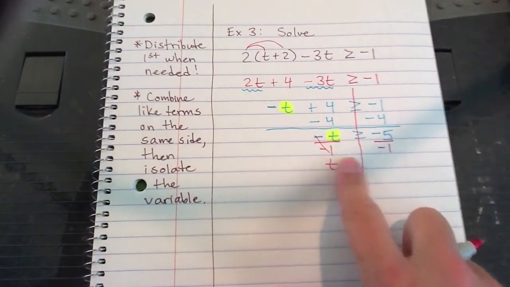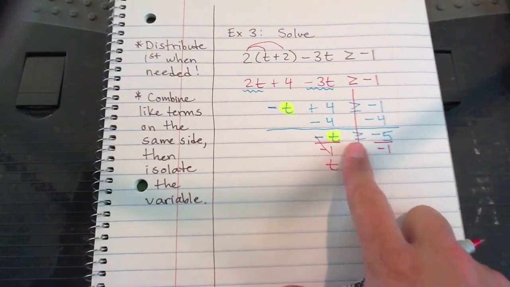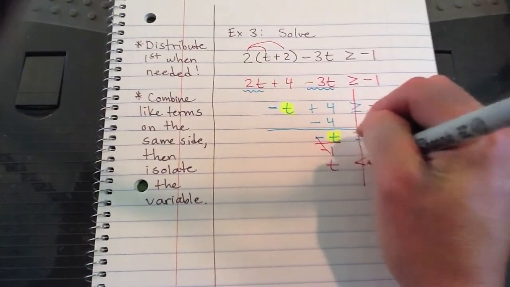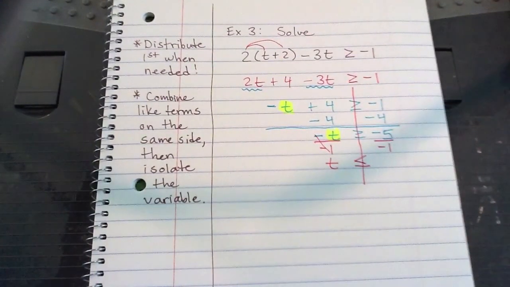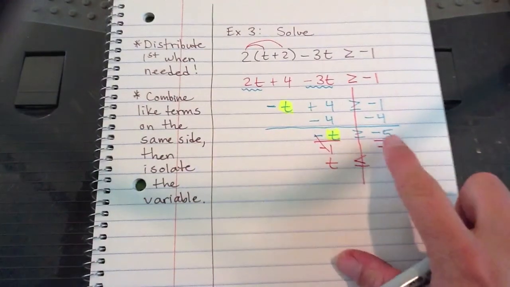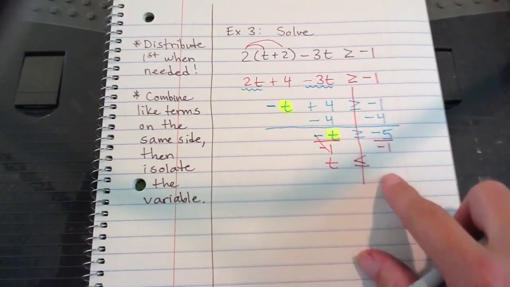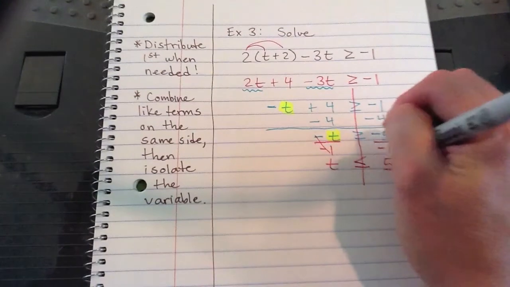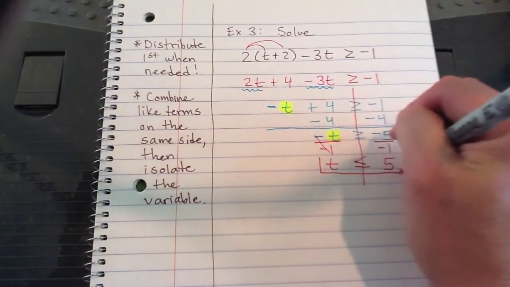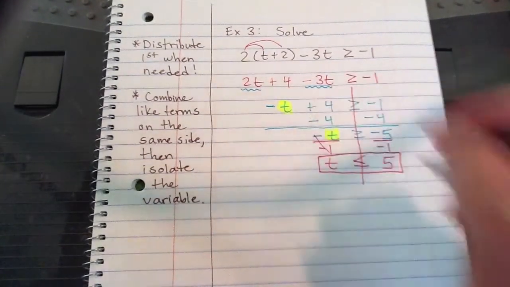Now, I brought a negative across through multiplication or division, so as I'm going over here, I'm going to go ahead and turn that around now so that I don't forget. Because if you forget, then you're still going to be wrong. Negative divided by negative is positive. So that is my final set of solutions.